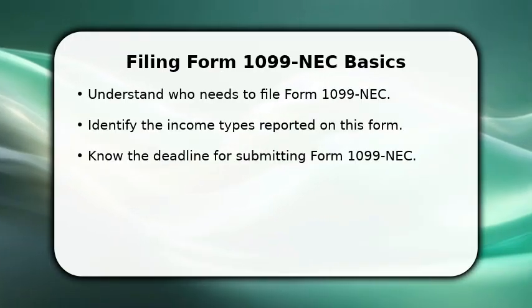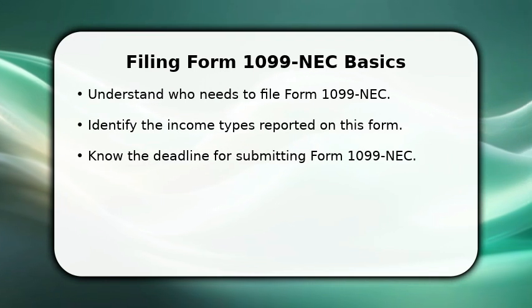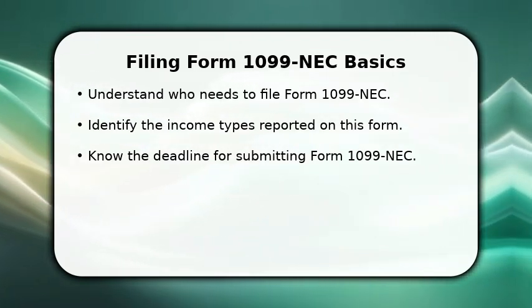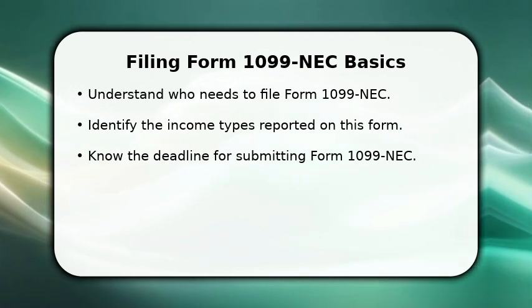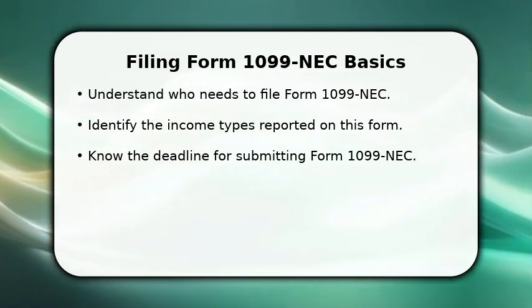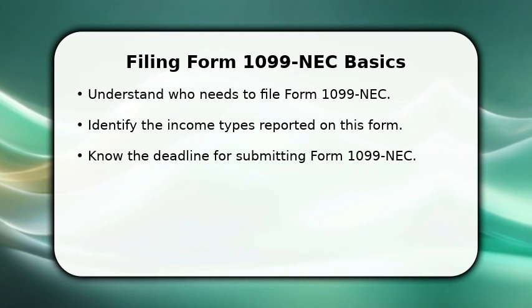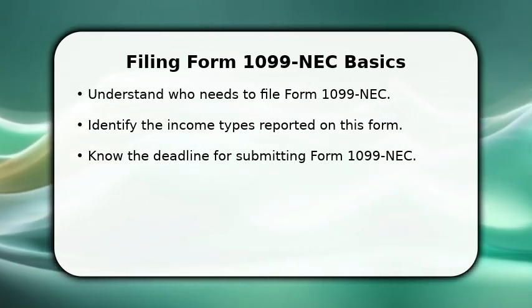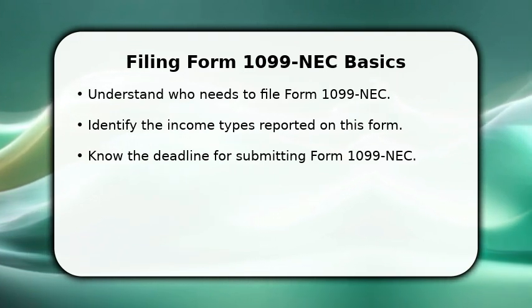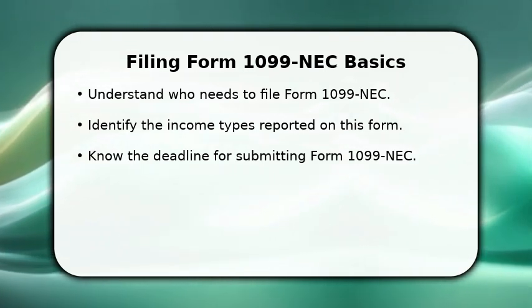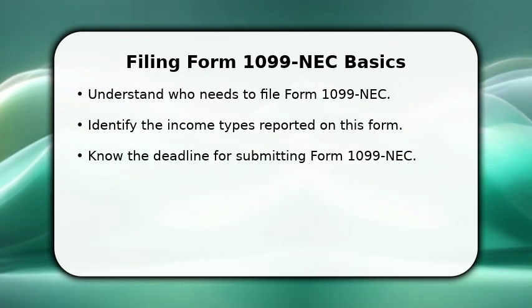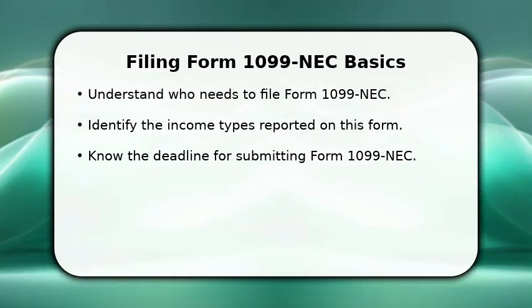In this video, I will explain how to file a Form 1099-NEC. First, determine if you are a business paying an independent contractor over $600. This form is specifically for non-employee compensation, like payments to freelancers or consultants. It's crucial to send copies to recipients and the IRS by the deadline, typically January 31st. Getting this right ensures compliance and avoids potential penalties.